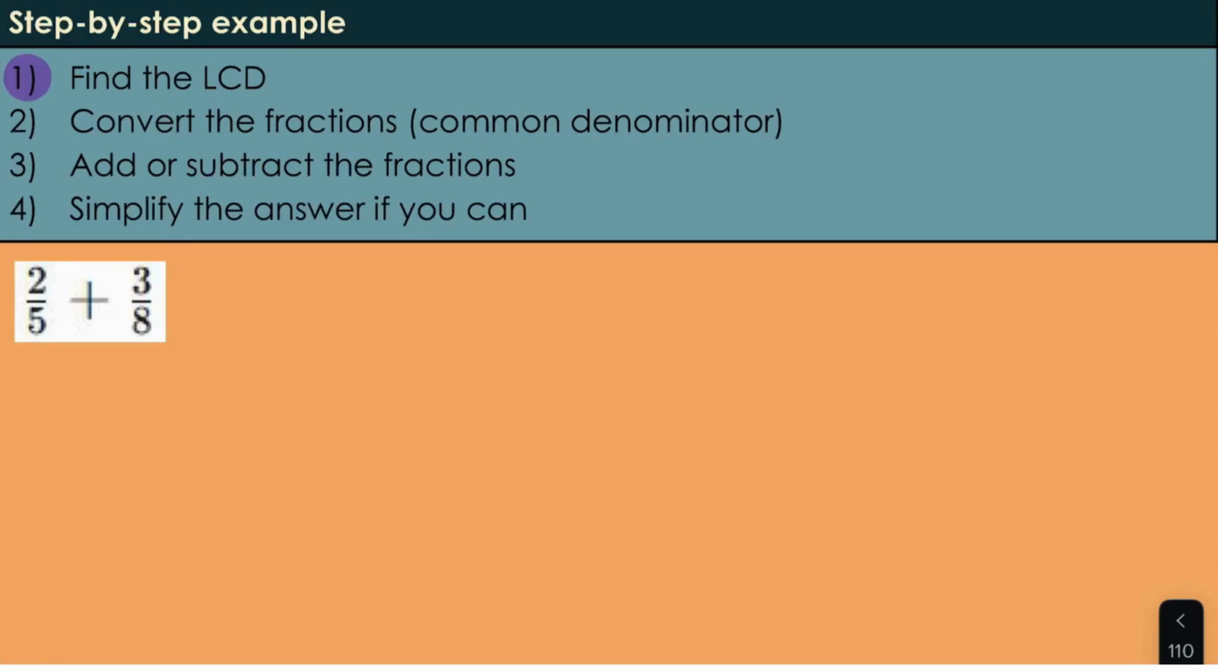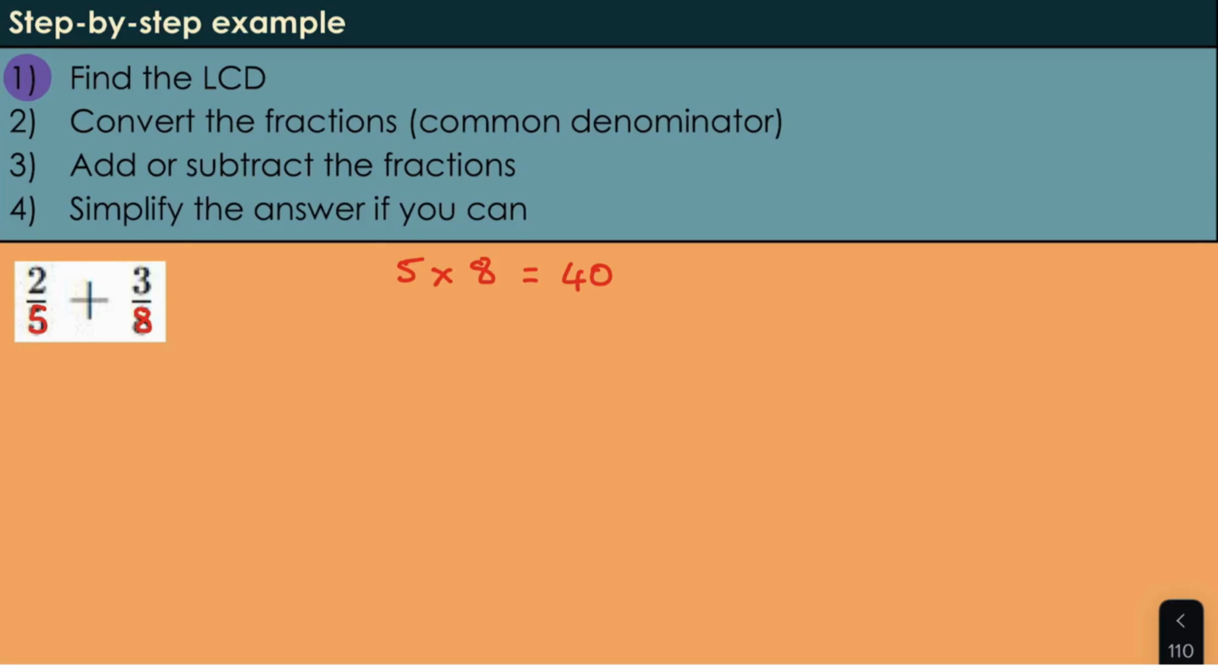Step 1, find the LCD. What a lot of students like to do, they like to multiply the denominators together, and if we do that in this case, we get 40. 40 is a common denominator, and in this case, it is the lowest common denominator, but this little trick of multiplying the bottom numbers, it doesn't always give the lowest common denominator.